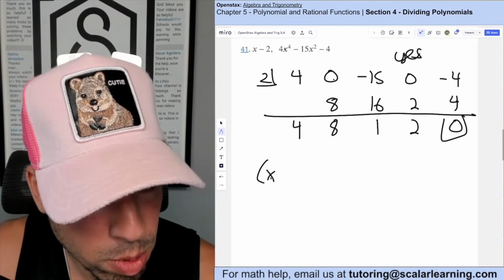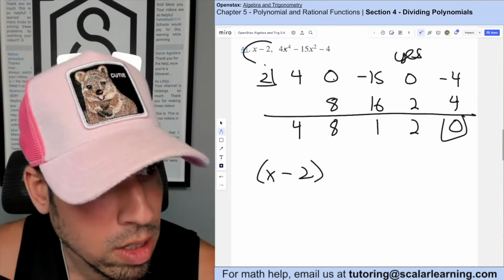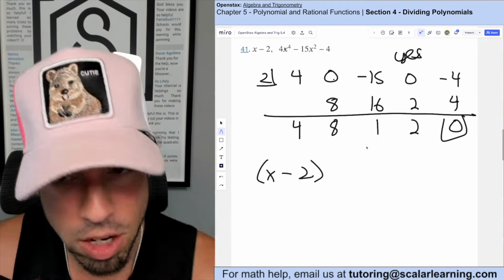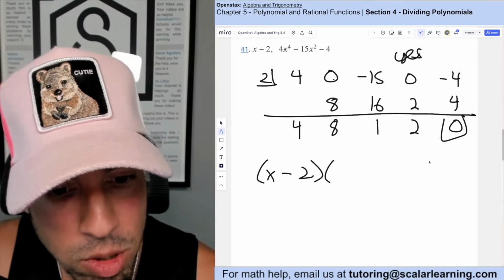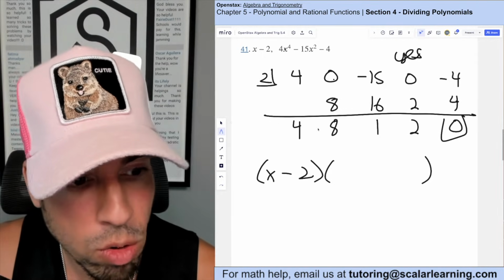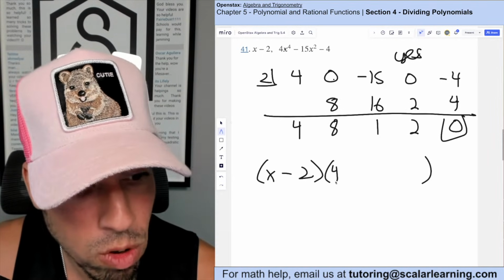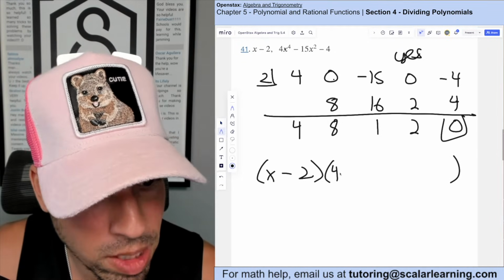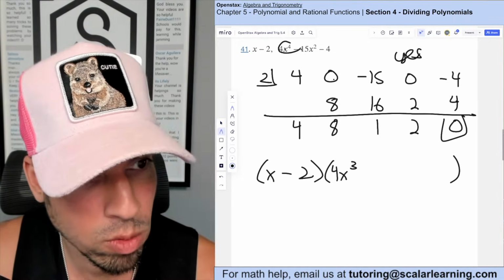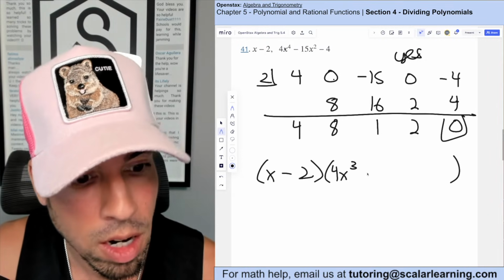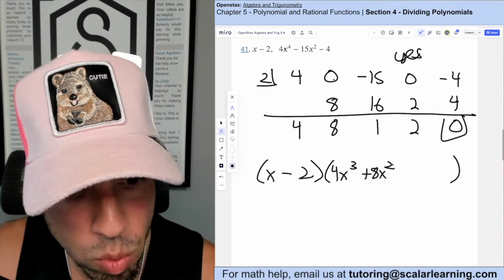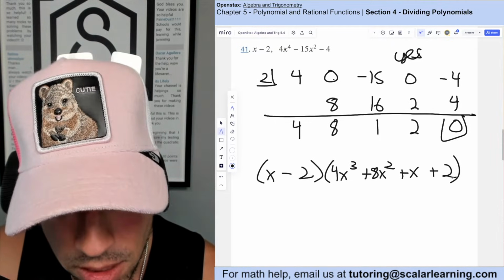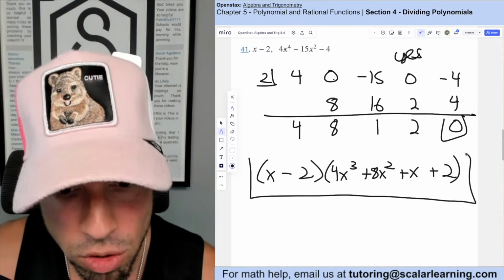And then if we want to express this in factored form, I first put that factor, that divisor, if we think about this as carrying out synthetic division, times that resulting polynomial, which is 4x to the 3rd, because we're starting with 1 degree less than what this started with, plus 8x squared plus 1x, and then last but not least, that constant. There's your final factored form.